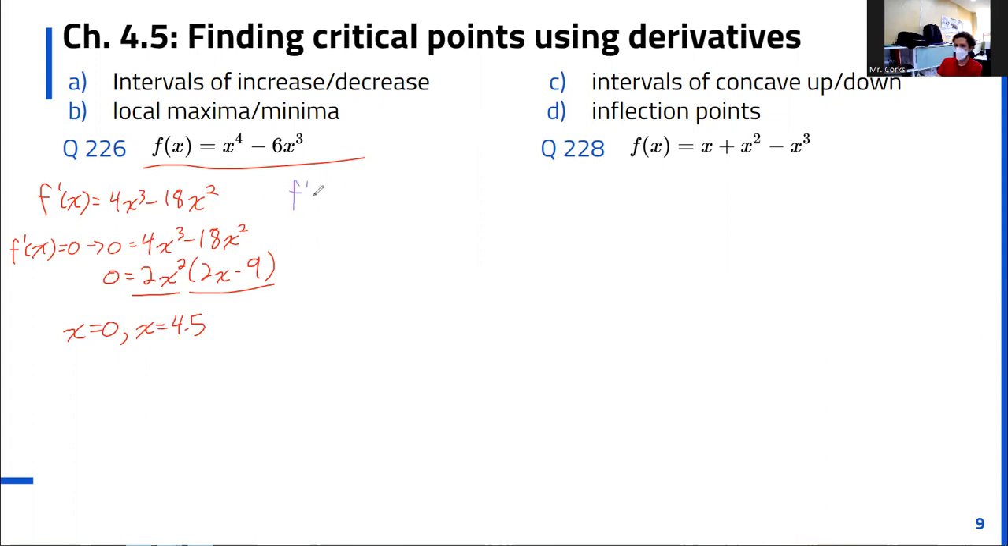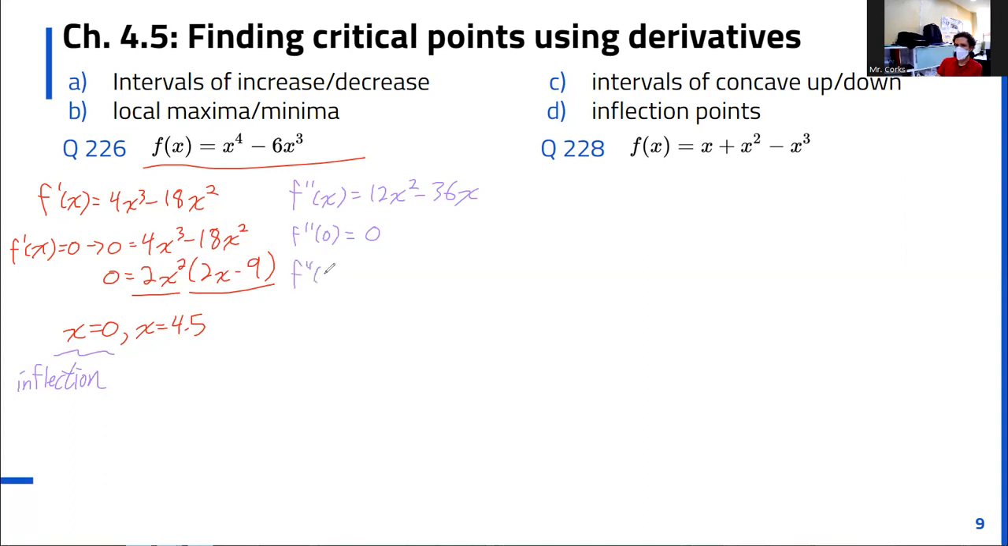Second derivative is 12x squared minus 36x. And we'll substitute in our points here. So second derivative at 0, that will just give us 0 and 0. So that whole thing is actually just equal to 0. So it turns out that x equals 0 is not a turning point. It is an inflection point.